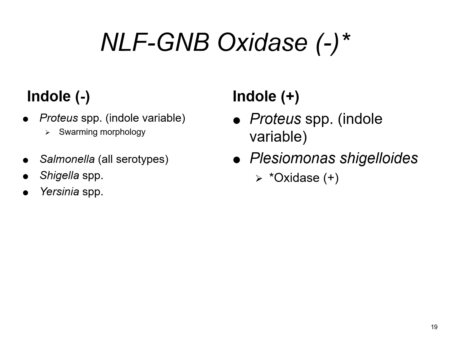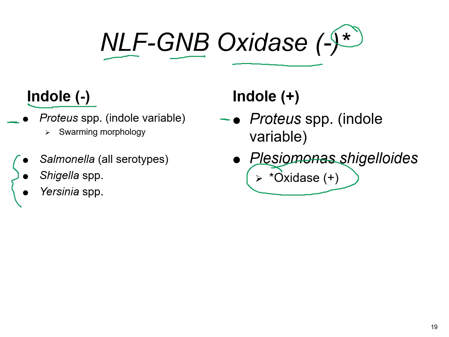So again, non-lactose fermenters, gram-negative bacilli that are oxidase negative. And again, your Plesiomonas will present as oxidase positive, and so that will kind of deviate on that flow chart. Our indole-negative organisms, our Proteus can be variable, so you could see it on either side of this chart. And then, of course, you've got your pathogenic type organisms.